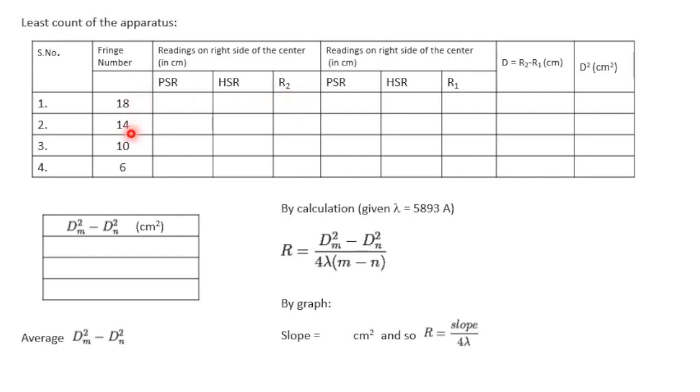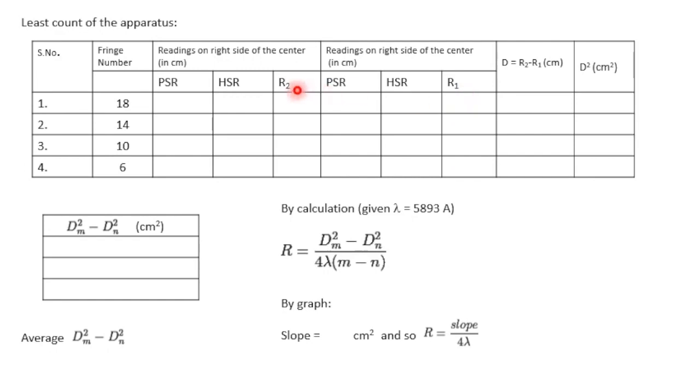Move from the 18th ring to the 14th ring. In positioning the crosswires of the telescope on a given ring, please make sure that the vertical part of the crosswire becomes a tangent to the given ring. So find out the position of the 14th ring, the 10th ring, and the 6th ring on the right side. Now travel across the center of the rings, go to the left side, and continue taking the readings of the 6th ring, 10th ring, 14th ring and 18th ring.